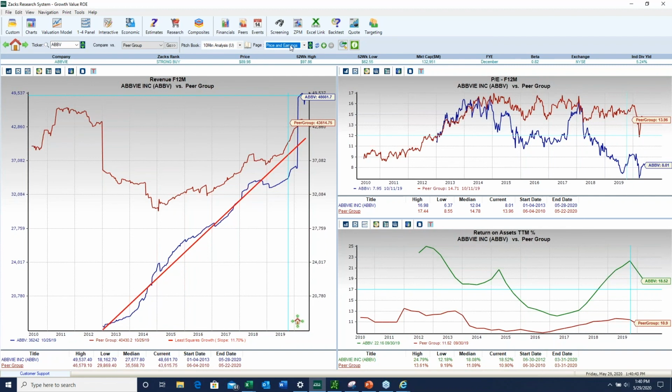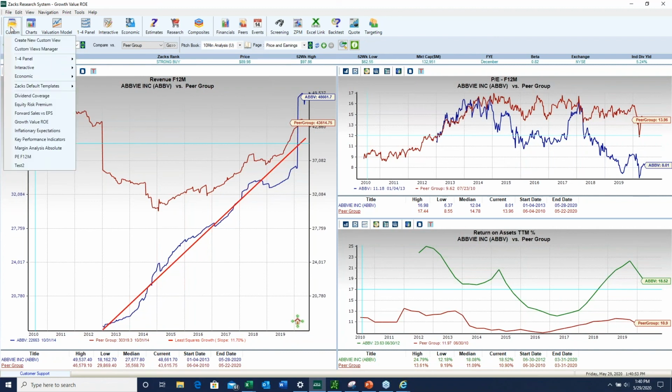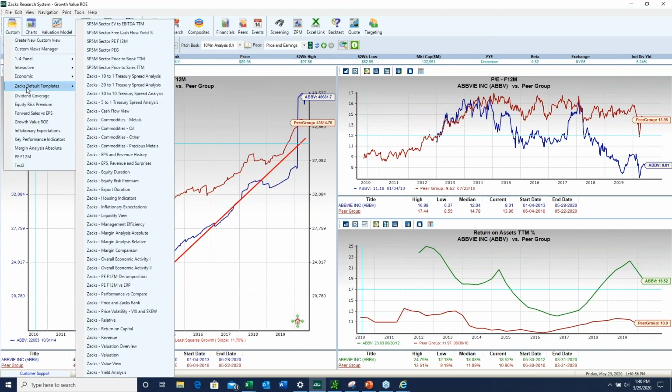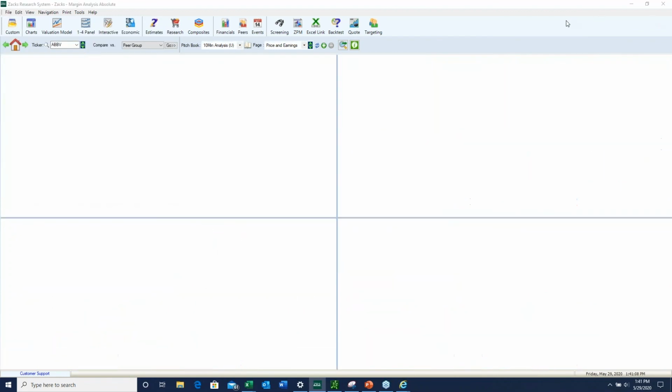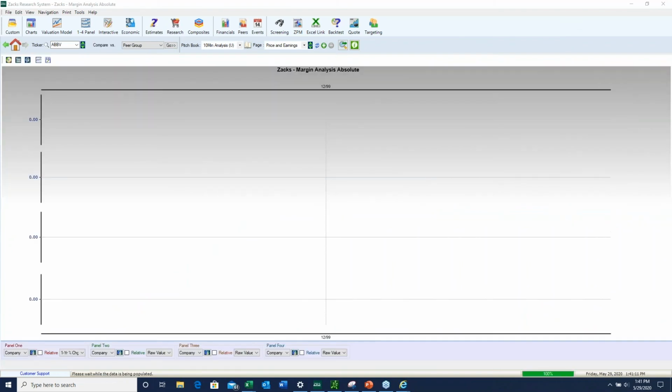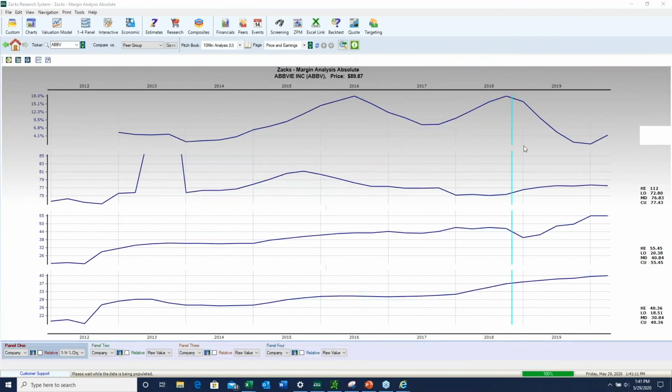And we just have one question, actually, I just saw in the GoToMeeting. Someone is asking, how do we find the margin analysis chart? It's right here under the custom chart tab. And if you go to Zacks default templates, it's this option right here. It's about halfway down. You'll see it says Zacks margin analysis absolute. That's the chart that I like to look at, that shows you the revenue growth of the company.